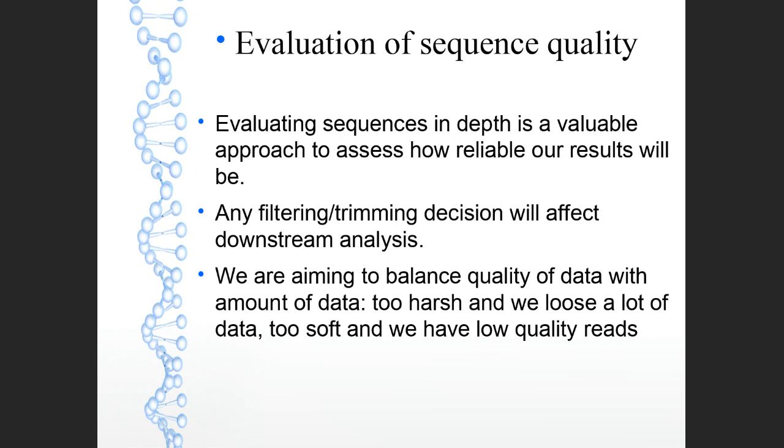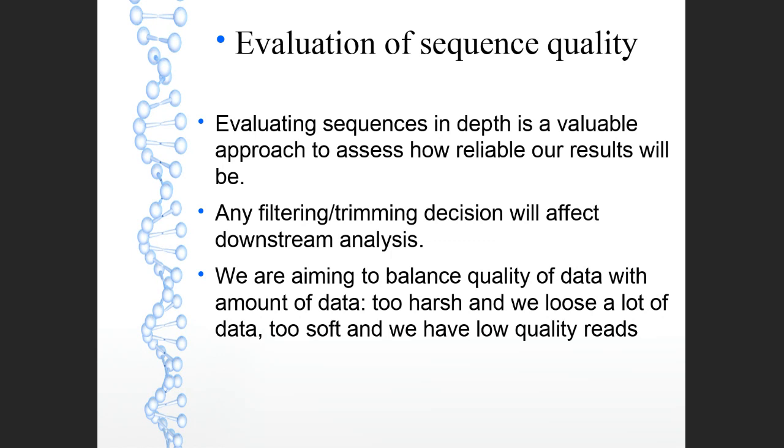So this evaluation of sequence quality, as I say, is very important because it determines how reliable our results are going to be further down the line. Any filtering and trimming decisions that we make will affect our downstream analysis, whatever that may be. We might be mapping to a reference genome, we might be de novo assembling our reads, we might be doing RNA-seq as well. So we want to make good decisions at this early stage in order to maximize the quality of our data without losing too much of that data.